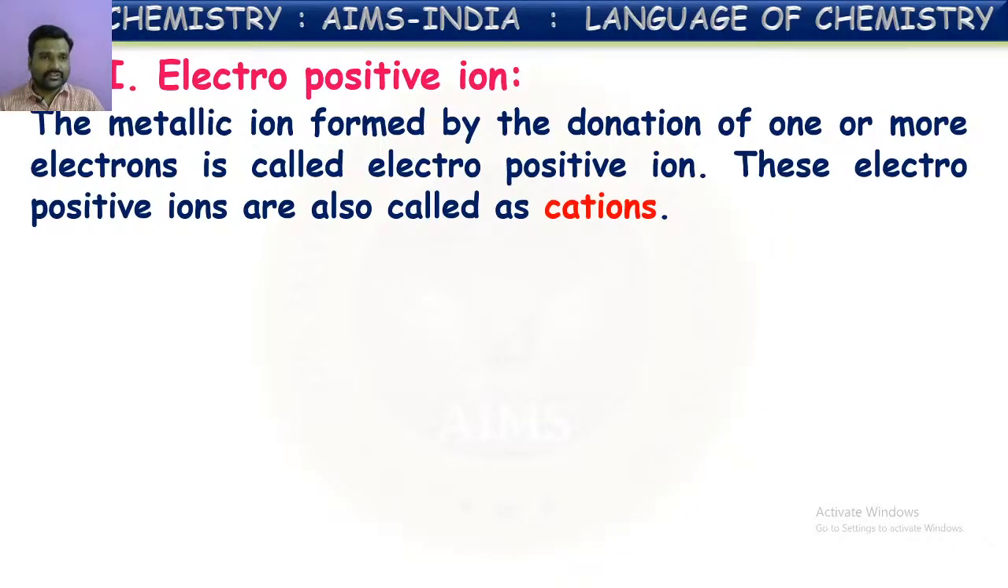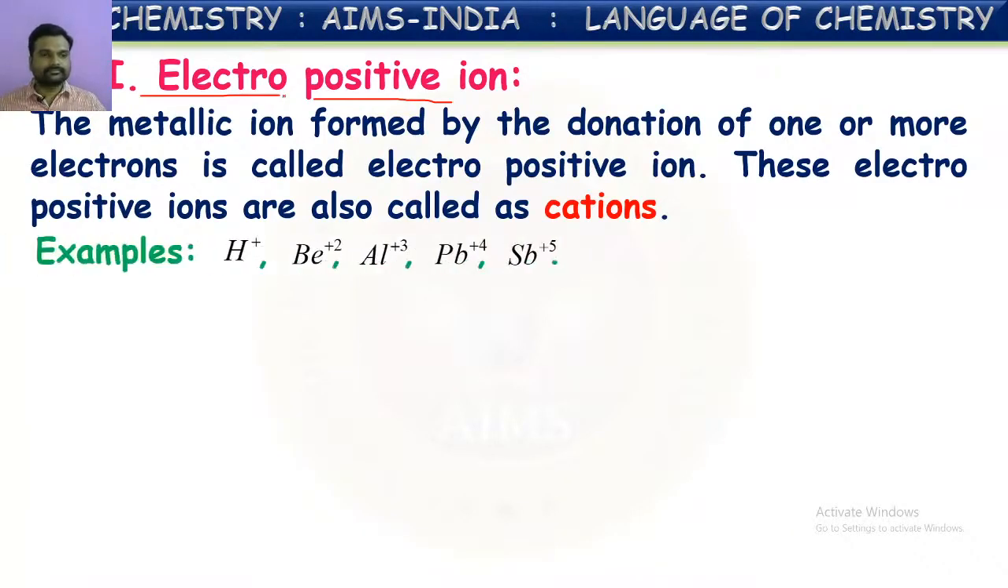So electropositive ions are, simply put, the ions with a positive charge formed by the loss of electrons, and they are also called cations. For example, we can say H+ ion, Be2+ ion, Al3+ ion, Pb4+ ion, Sr5+ ion. These are all positive ions or electropositive ions formed by the loss of either one or more than one electron. So these all come under cations also.